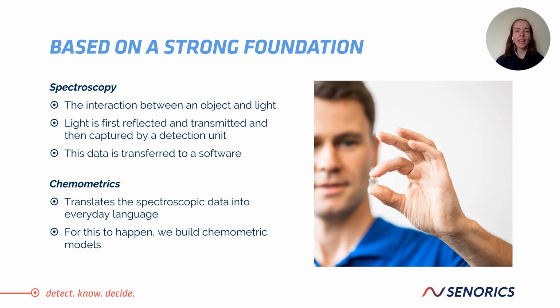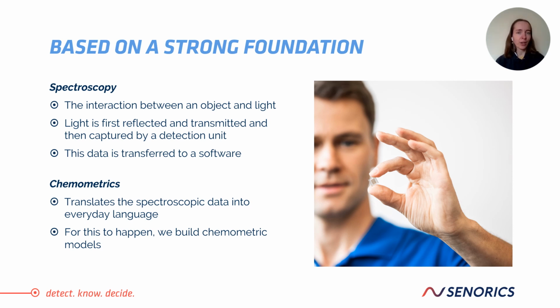So imagine the interaction between an object and incoming light. In spectroscopy, the light created by the spectrometer is first reflected and transmitted by the object and then captured by a detection unit within the same device. This data is transferred to a corresponding software, which is where chemometrics comes into the picture.